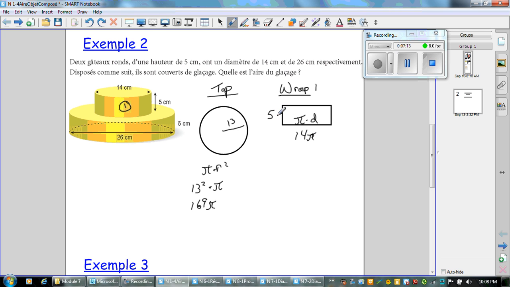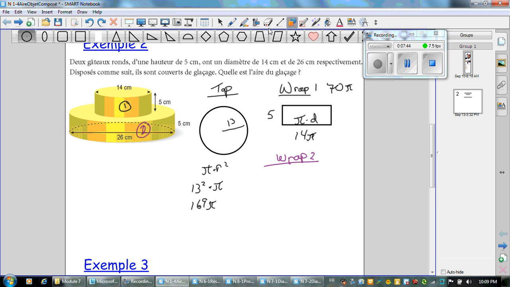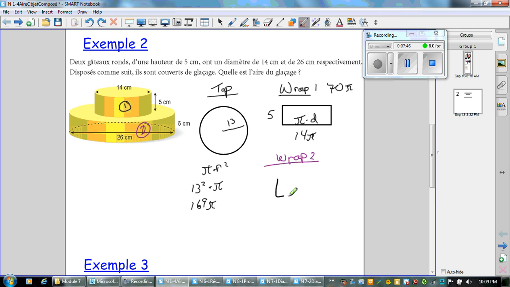And that means the area would be 5 times 14 pi, which would be 70 pi. So the first wrap is 70 pi. So the top is 169 pi, and the first wrap is 70 pi. So I'll do the same thing for this wrap here, call it wrap 2. And again, if I were to take the label off a can, what shape would I get? I would get a rectangle.